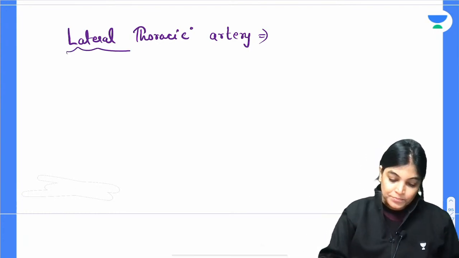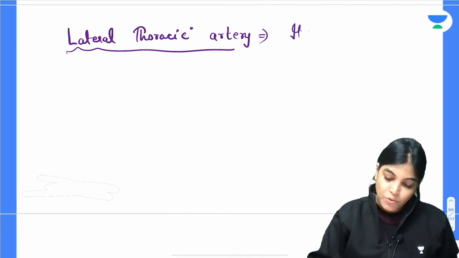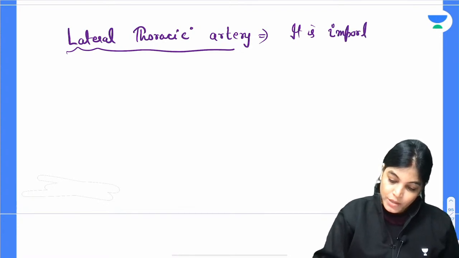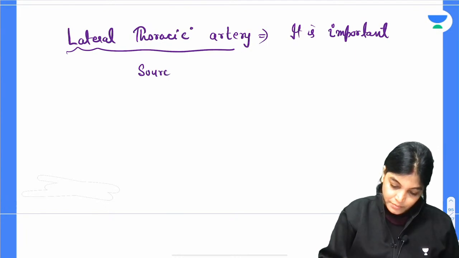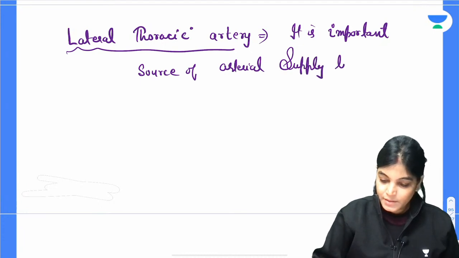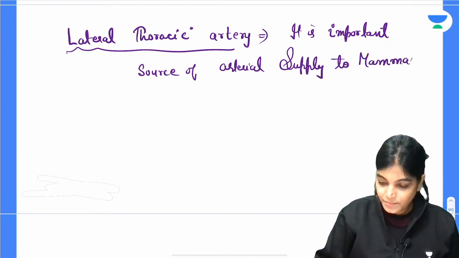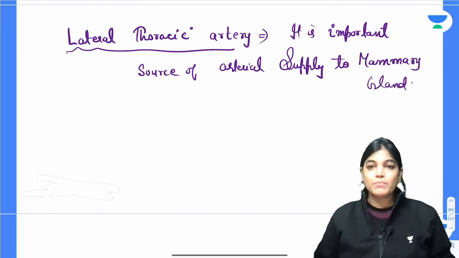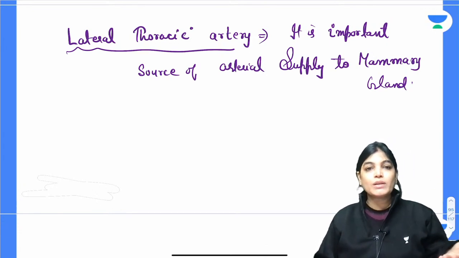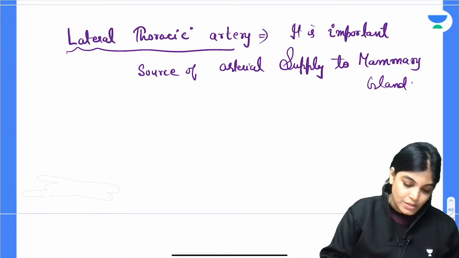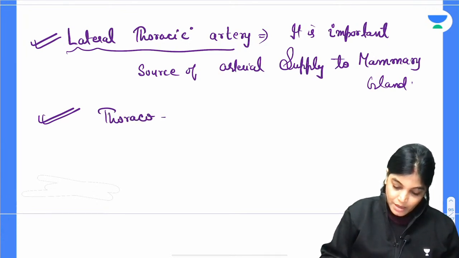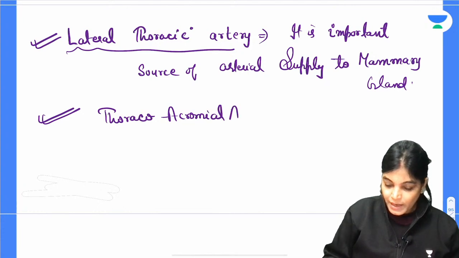Lateral thoracic artery, which is a branch from the second part, is an important source of arterial supply to mammary gland. So our mammary gland is getting blood supply, and an important source is given by lateral thoracic artery. So this was one artery. What was the name of the other artery? The other artery was thoracoacromial artery.